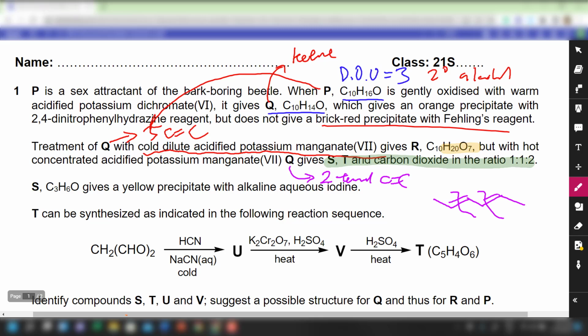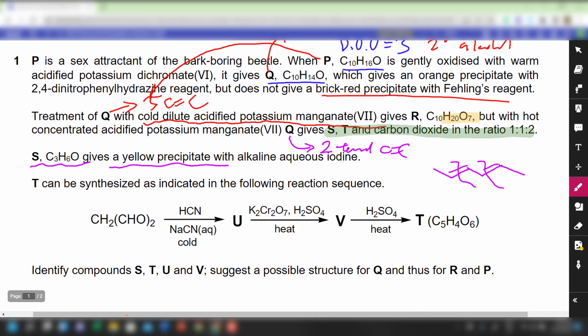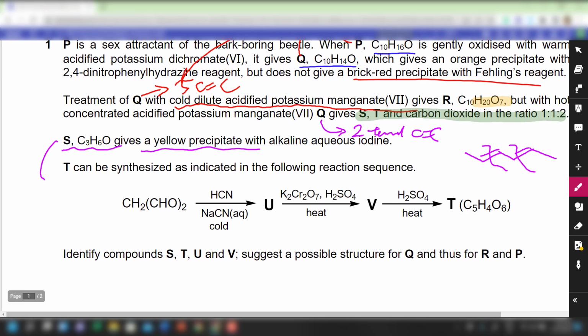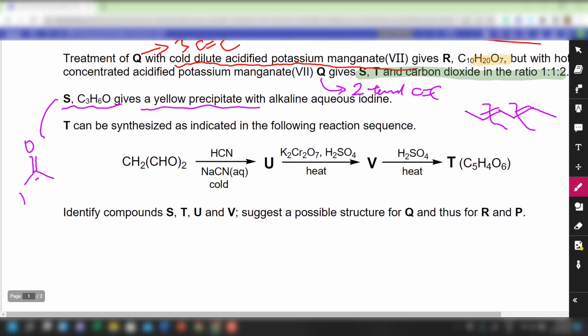You were told the molecular formula for S is C3H6O. This particular fragment, you have seen it many times. In most structural elucidation questions, we will give you this fragment, which is essentially propanone, because it gives a positive iodoform test and, under strong oxidation conditions, this cannot be an aldehyde. So from here you can easily conclude that S is propanone. You can even number the carbons if you want. I'm just going to number it as 1, 2, and 3.